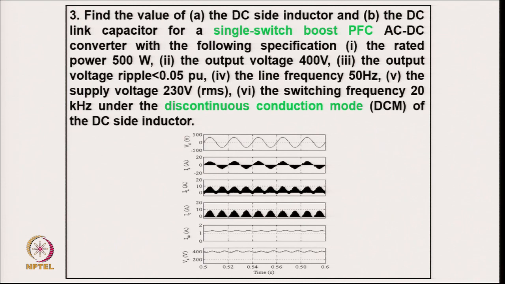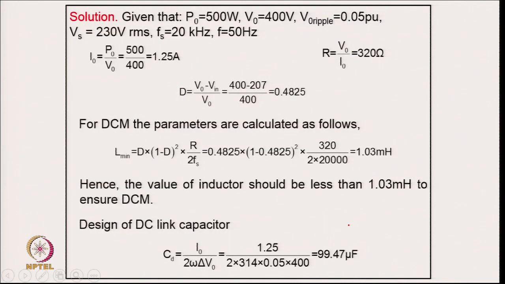Coming to the third example, find the value of DC side inductor and DC link capacitor of a single switch boost converter with the following specification: the rated power of 500 watt, the output voltage 400 volt, the output voltage ripple less than 5%, the frequency 50 hertz and the voltage 230 volt, and switching frequency 20 kilohertz under discontinuous conduction of the DC side inductor. So, the supply voltage, supply current, the inductor current, then the capacitor current, the output voltage and output current are shown. Given that the output power is 500 watt, 400 volt.